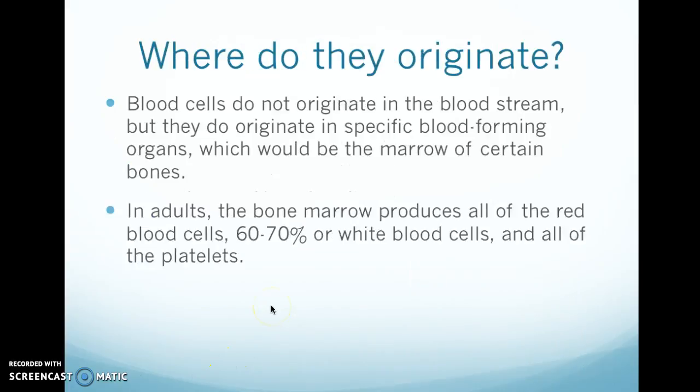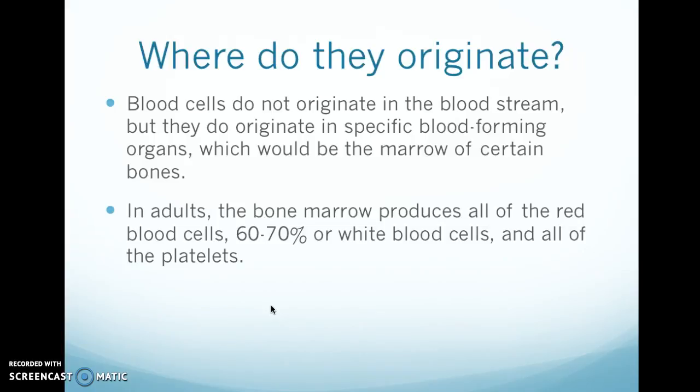Where do blood cells originate? The blood cells do not originate in the bloodstream, but they do originate in bone marrow of certain bones, which would be like the long bones. And in adult humans, the bone marrow produces all of the red blood cells, 60 to 70% of the white blood cells, and all of the platelets.